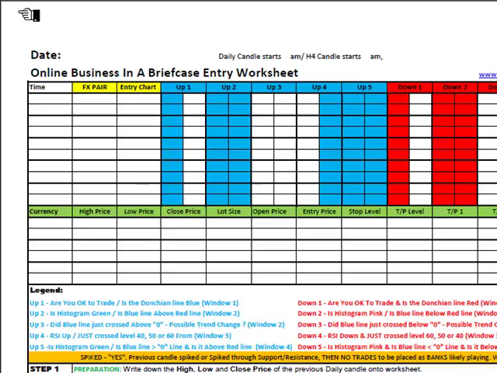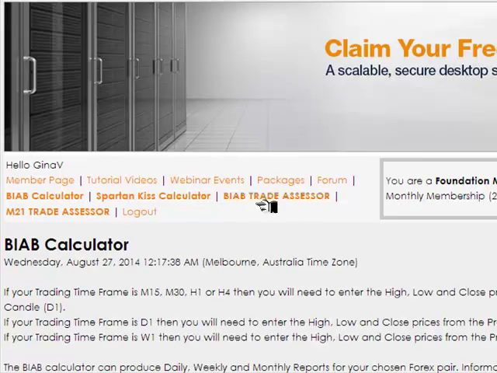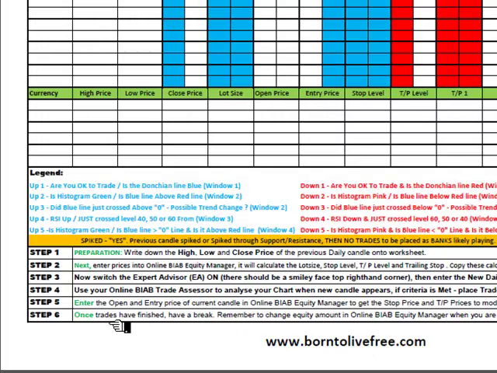And there are essentially two components to this worksheet. This section here is for recording results, and this section is for the instructions for correct use of the Business in a Briefcase trading system. Now this has been duplicated on the Born to Live Free website and can be found as the Business in a Briefcase Trade Assessor and the corresponding calculator, which we'll be looking at shortly. As with any system, following the instructions will get you a better result, and these sheets, when completed, should become part of your trading business records or your trading journal.